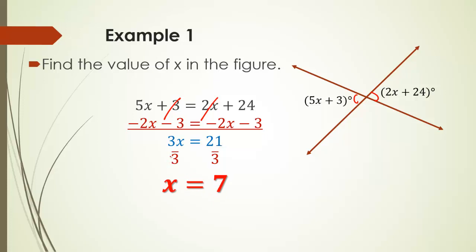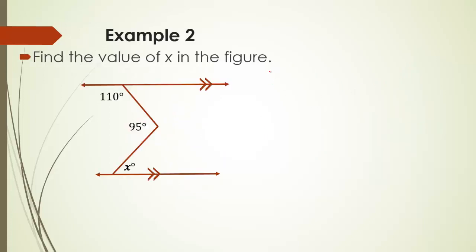If it asked for the angle measure, we would have one more step and you would plug in 7, which is actually a good way to check. 5 times 7 is 35 plus 8, 38. 2 times 7 is 14 plus 24, 38. It works.